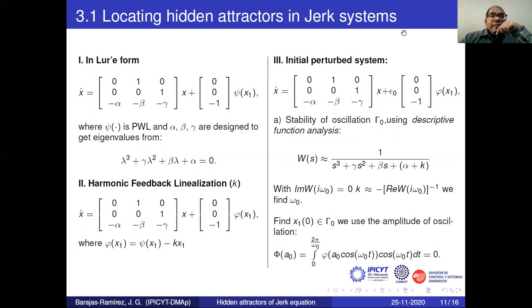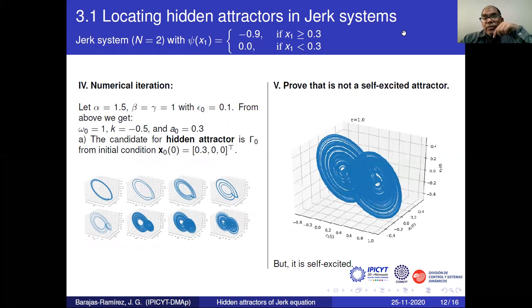From that, we do the numerical investigation, in particular for this type of nonlinearity, which is similar to the previous one, a discontinuous two-part piecewise linear function. And then we go with these parameters and move from our candidate hidden attractor towards the original system. And we find an attractor. The only problem is it is the same attractor as before, so it is a self-excited attractor. So we couldn't find for this type of system, even if we change the parameters, a hidden attractor. We have attractors, but they are always self-excited.